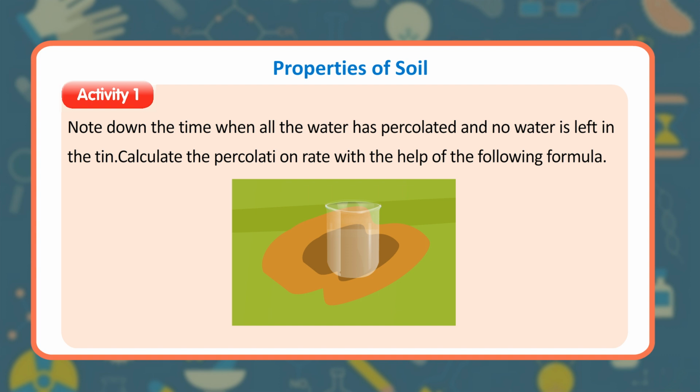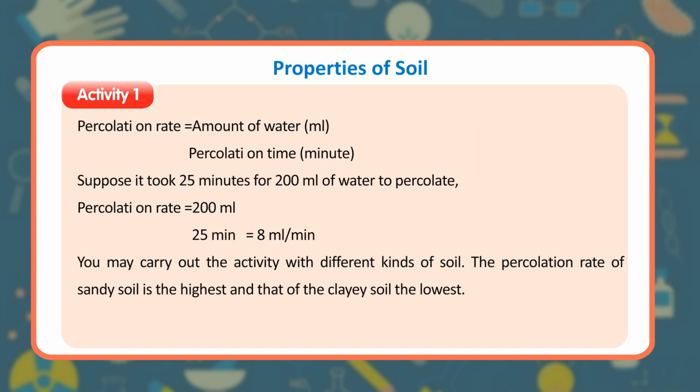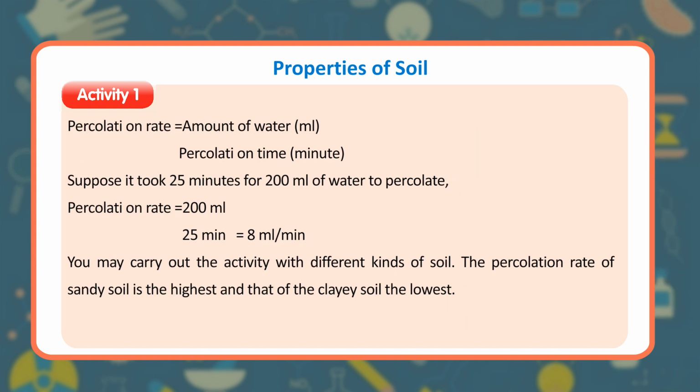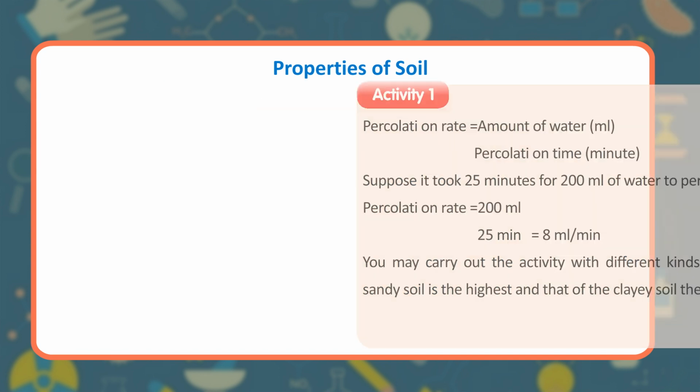Calculate the percolation rate with the help of the following formula. Percolation rate equals amount of water, ml, divided by percolation time, minute. Suppose it took 25 minutes for 200 milliliters of water to percolate. Percolation rate equals 200 milliliters divided by 25 minutes, equals 8 milliliters per minute. You may carry out the activity with different kinds of soil. The percolation rate of sandy soil is the highest and that of the clayey soil the lowest.